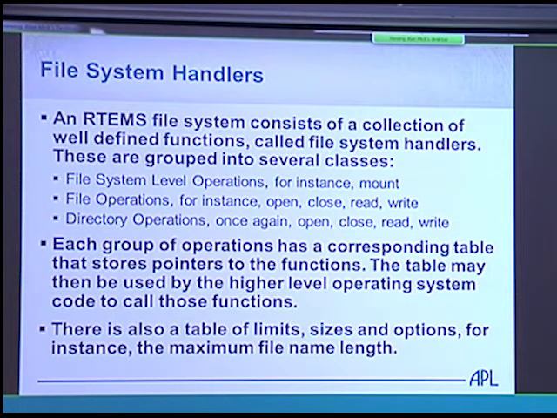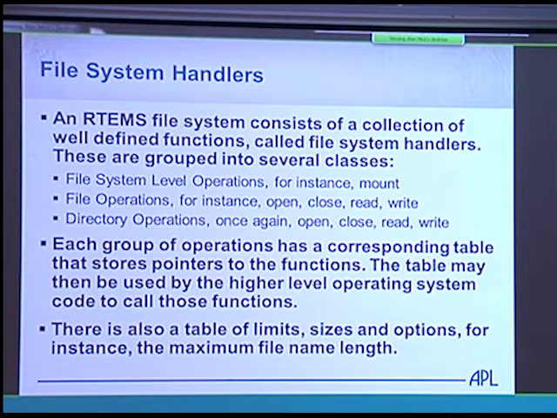The file system on the RTEMS system is a system of handlers, and the handlers each implement a basic function. You have a table for file level operations, for instance, the mount that we just saw. And you have a table for other operations, the direct file system operations: open, close, read, and write. At the end of the presentation, if you access this off of the web, there are some examples of these tables.